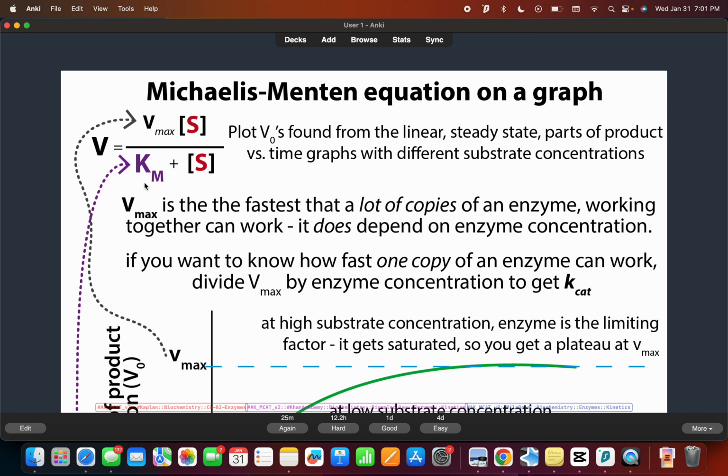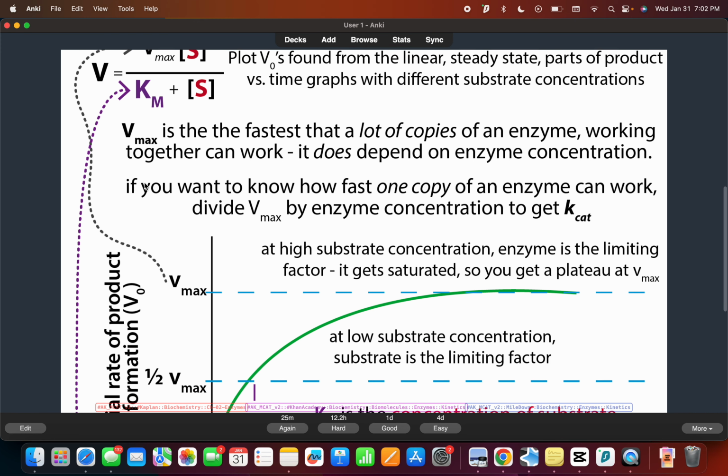Vmax is the fastest that a lot of copies of an enzyme working together can work. It does depend on enzyme concentration. If you want to know how fast one copy of an enzyme can work, divide Vmax by enzyme concentration to get kcat. At high substrate concentration, enzyme is the limiting factor. It gets saturated, so you get a plateau at Vmax.